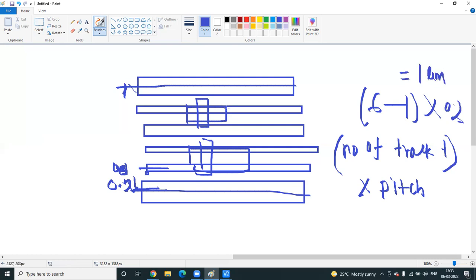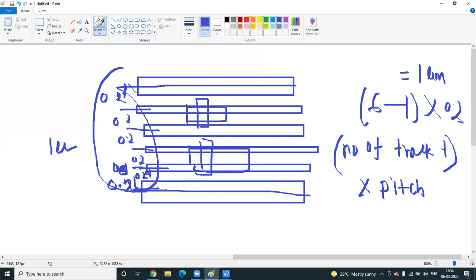Whatever I am telling, whether it is correct or not, I will check. So you check: this is the point, pitch is 0.2. Here to here 0.2. Here to here 0.2. Here to here 0.2. We add all the 0.2, that is 1 micrometer. Means if you measure here to here manually also, you will get 1 micrometer. This is the standard cell height.